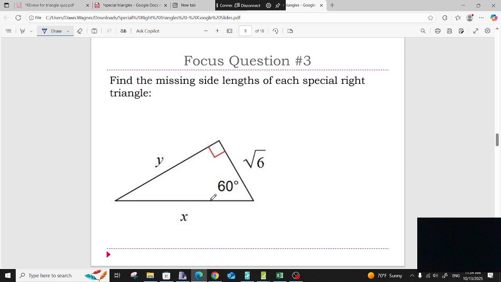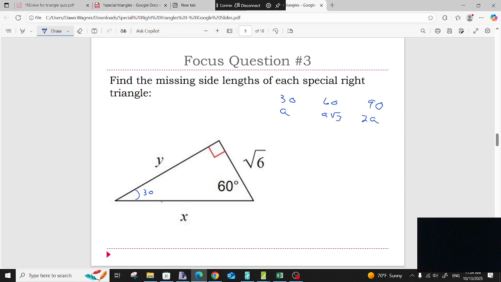Okay, now it gets trickier. Oh no. Uh-oh. Okay, 30, 60, 90. You tell me the pattern. What am I going to write underneath 30? A. Let's try that all together. A, A square root 3, 2A.